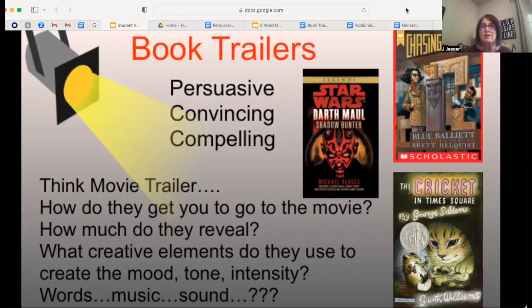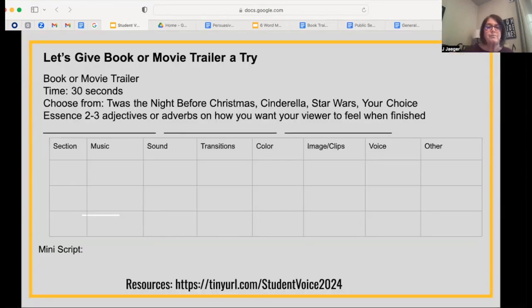Words, music, sound. In the old days, all we had students do is get up and give a book report. This is a creative way that they're able to do a book trailer. Now, same idea for a storyboard, they're going to look at 30 seconds where they have to convince someone to follow along with their story and then possibly go check out their book.